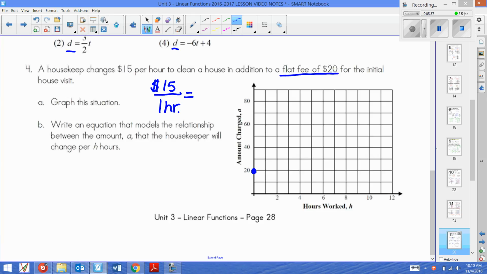So $15 an hour would really mean, well, let's think about 2 hours. How much would she make in 2 hours? Well, we would just double it. So $30 in 2 hours. So every 2 hours, she'll make $30 more. So 10, 20, 30 per 2 hours.